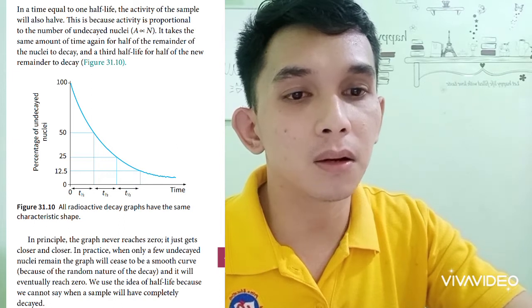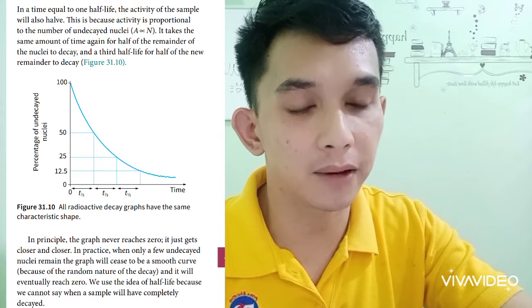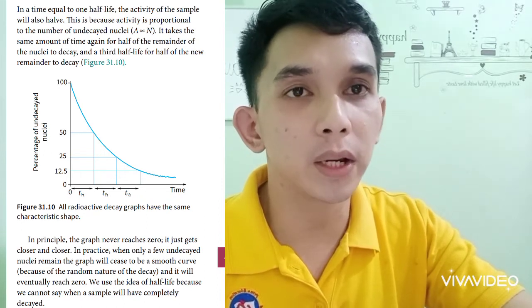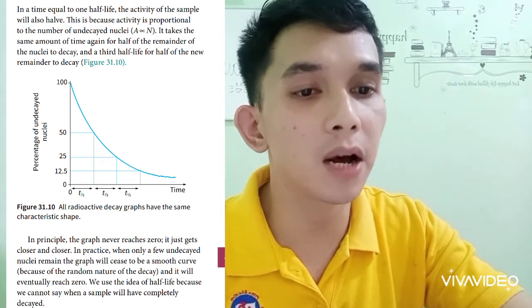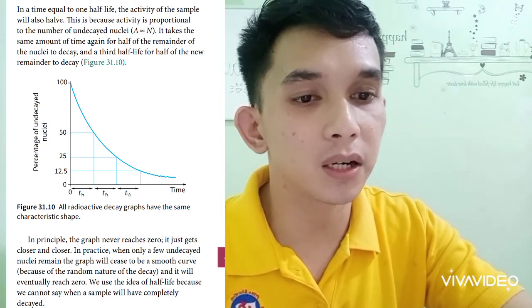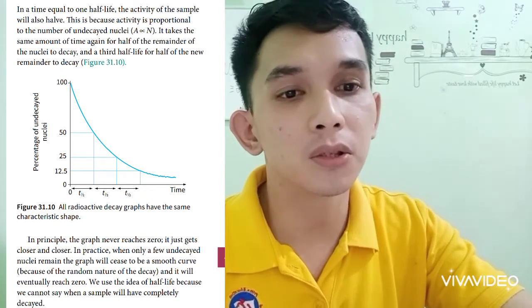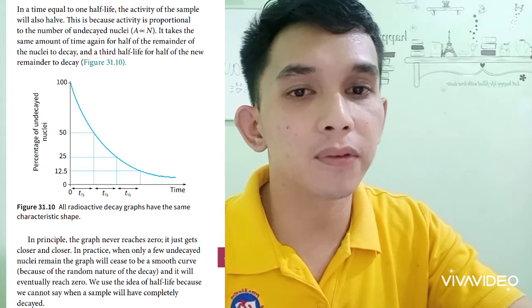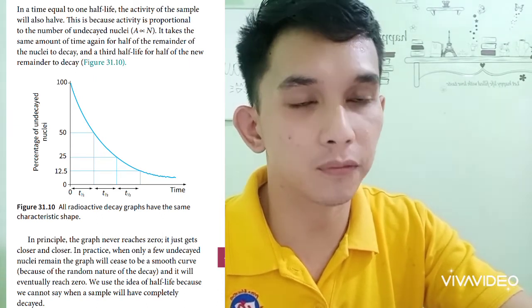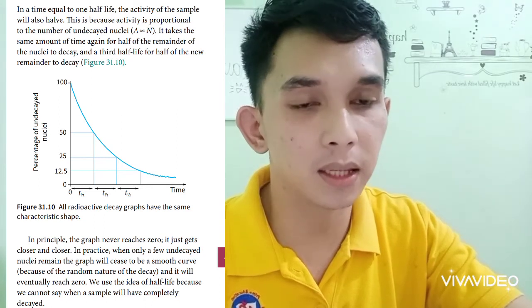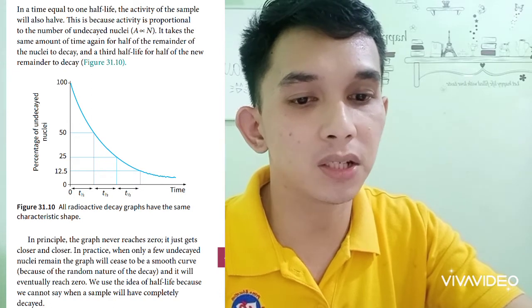It means from 50 to 25 after another half-life. From 25% of undecayed nuclei, it will go down again after another half-life, become 12.5, and so on. So all the radioactive elements will follow this kind of curve. It means that the radioactive elements will decay exponentially.